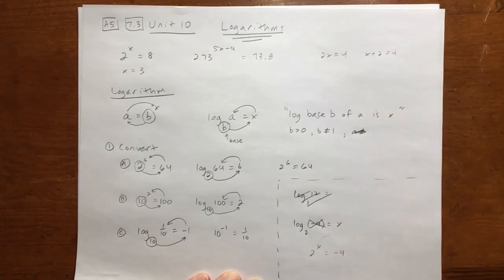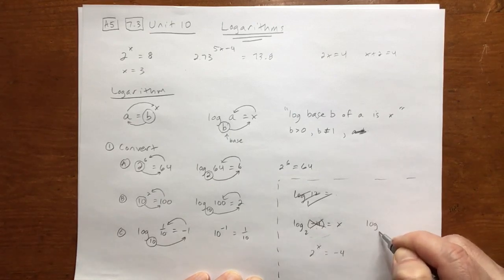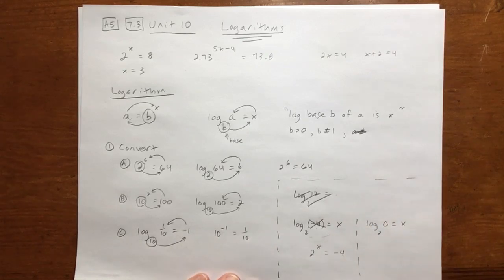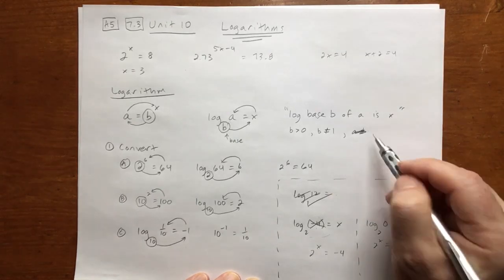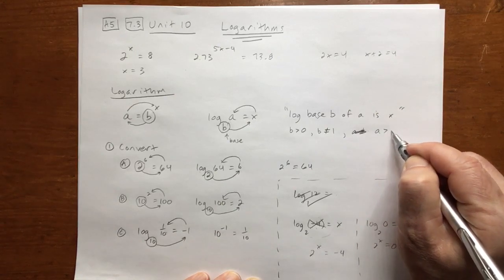I'll write this differently in a little bit. But let's see if a could be 0. Log base 2 of 0 equals x. So 2 to what power could equal 0? Well, nothing. 2 to a negative number is a fraction, like 2 to the negative first is 1/2. 2 to the 0 power is 1. So a must not be able to be 0. So what we'll write is a has to be greater than 0.